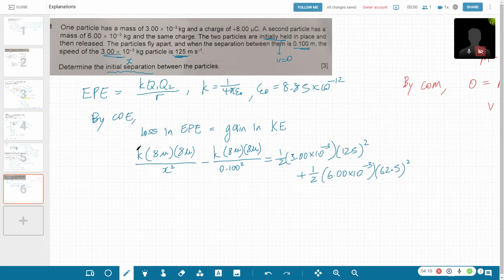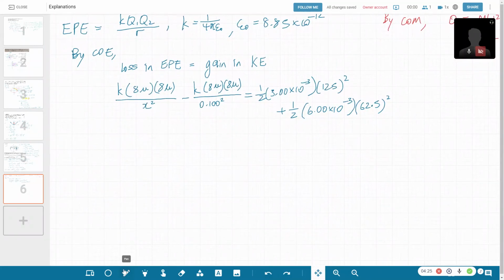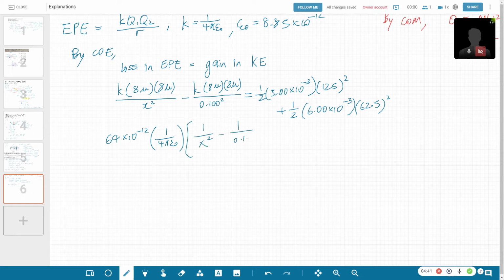Let me just divide by this throughout because I don't want to deal so much with x squared. So what I will do here is 64 times 10 power minus 12. 8 times 8 is 64. So 64 times 10 power minus 12, that's the square of the micro, times k, which is 1 over 4 pi epsilon naught, times 1 over x squared minus 1 over 0.100 squared, equals... so let's evaluate the right side first.